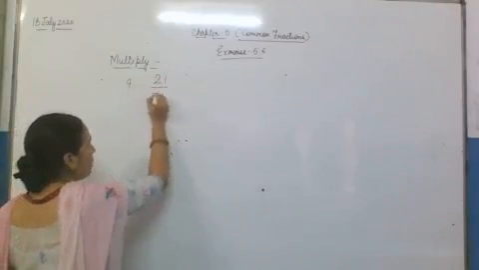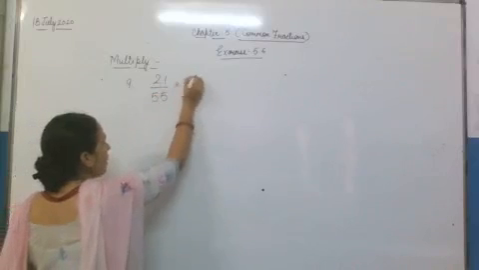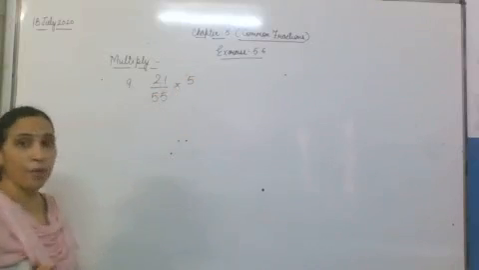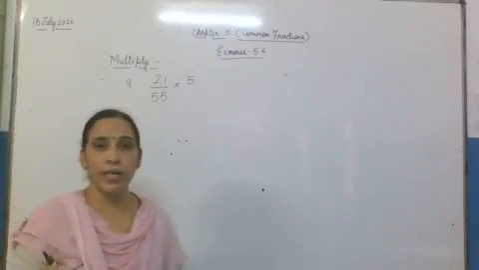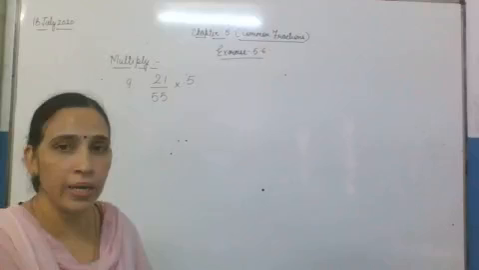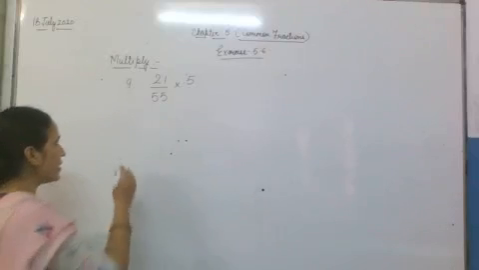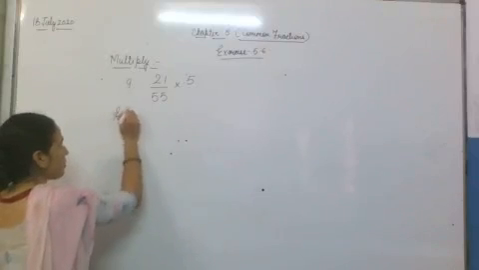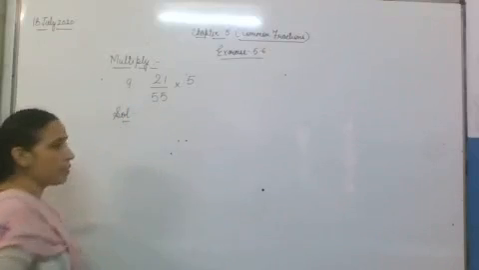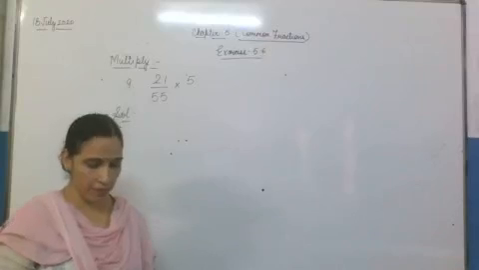21 by 55 multiply by 5. Again an example of a proper fraction. So what are the steps here? 21 by 55 multiply by 5.